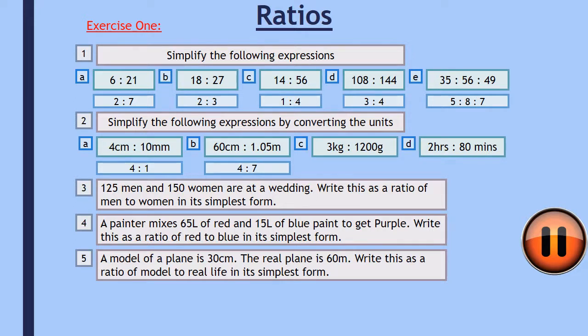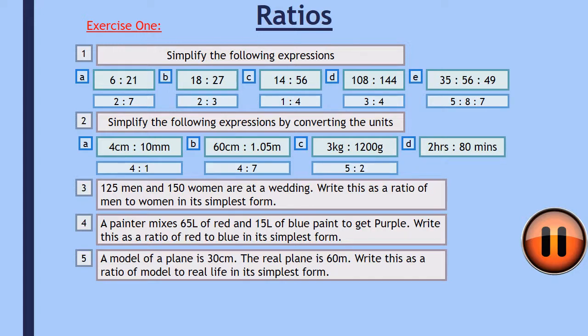C, 3 kilograms to 1,200 grams. We know that the prefix kilo means 1,000 times greater than a gram. Okay, so kilograms would be 1,000 times greater than a gram. So 3 kilograms is the same as 3,000 grams. 3,000 grams to 1,200 grams. Well, we can simplify that down to 5 to 2 if we make sure that we divide both of those numbers by 600. Okay, 3,000 divided by 600 is 5, and 1,200 divided by 600 is 2.